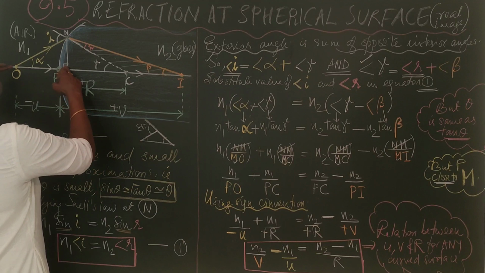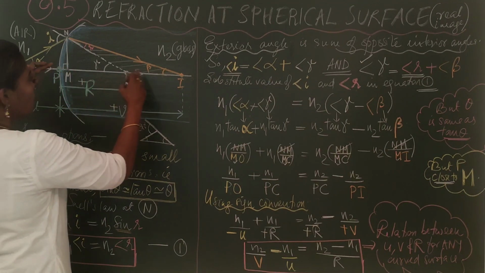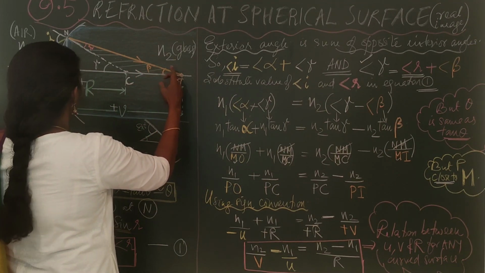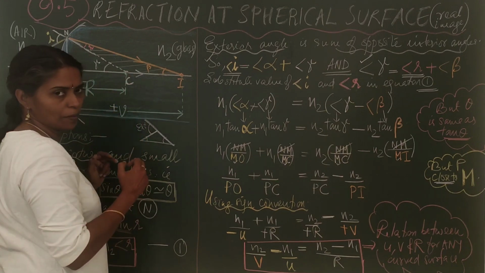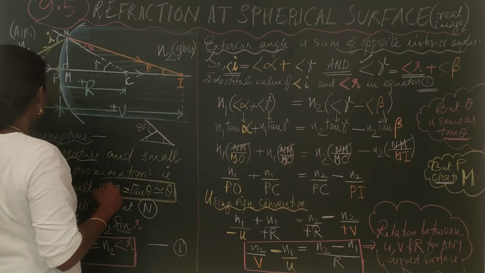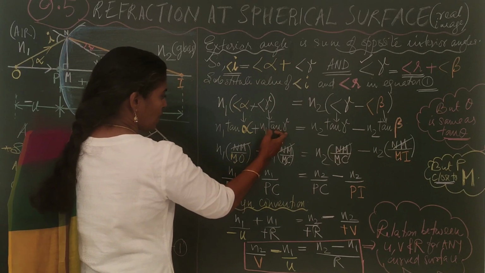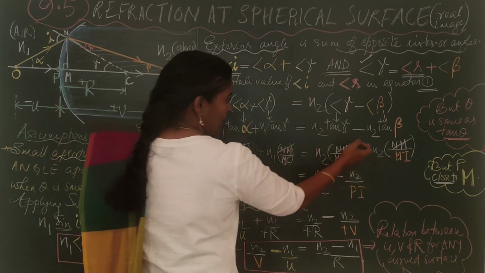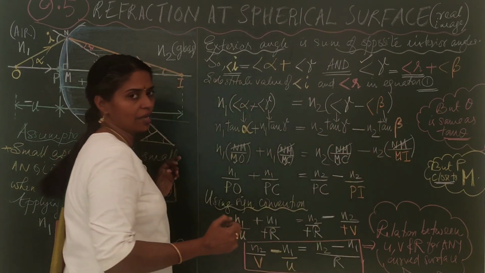For O, the adjacent side is MO. For I, it is MI. And for C, it is MC. So for alpha, it is MO. For gamma, it is MC. And for beta, it is MI.